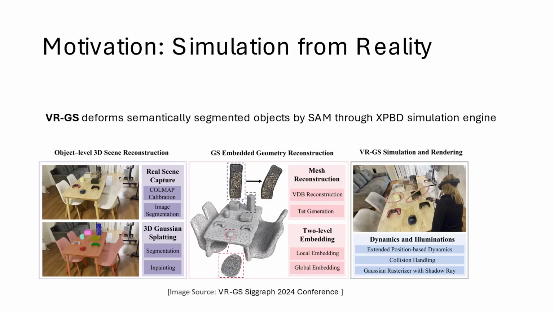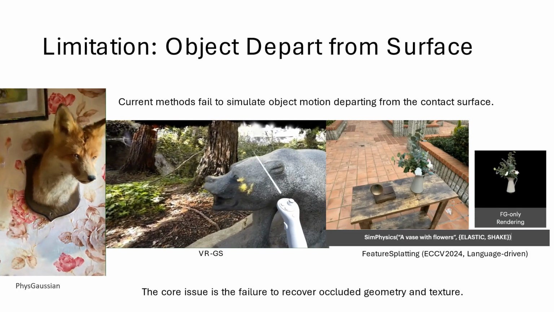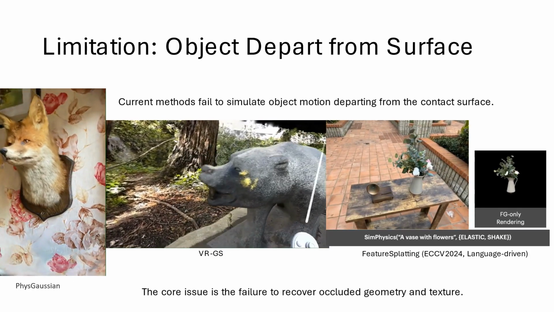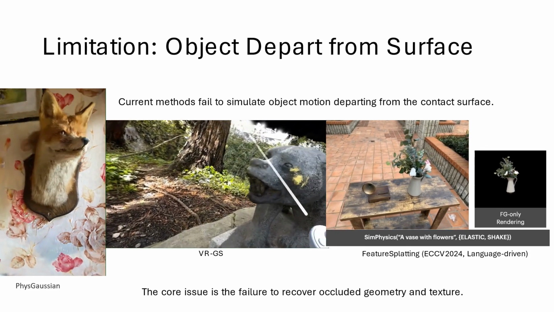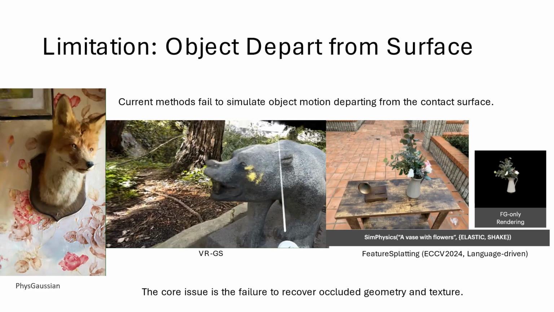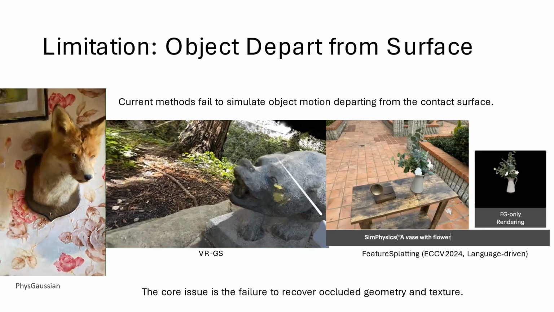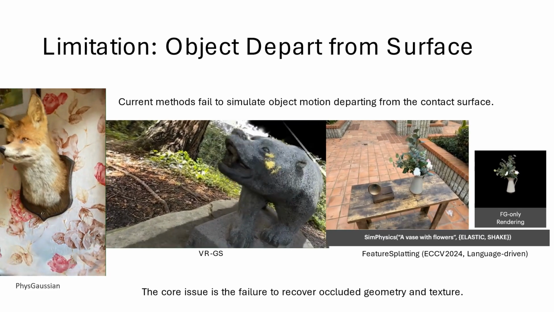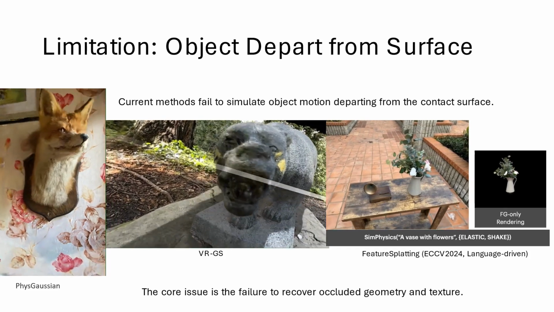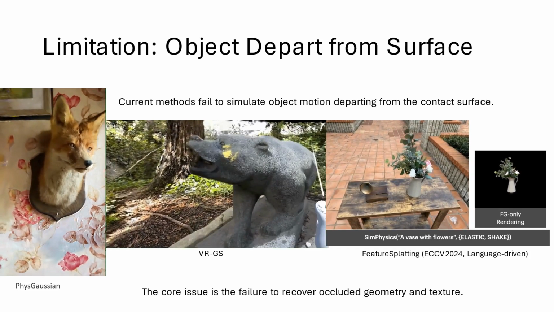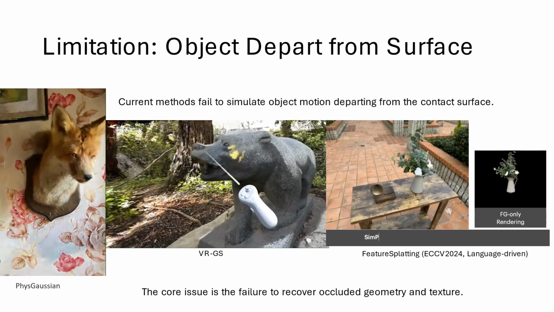After that, there is another work called VR-GS that tries to deform any segmented objects using SAM through an XPBD simulation engine. However, as we can see, neither PhysGaussian, VR-GS, nor Feature Splatting could detach objects from their contact surface, which can be used for a variety of simulations. The core issue here is the failure to recover the occluded geometry and texture.